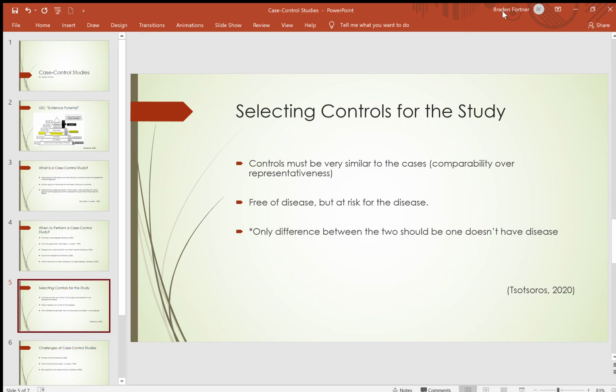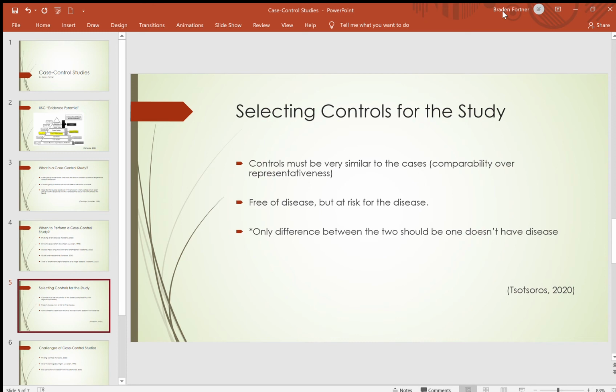Alright, so selecting controls for the study. This is a key aspect to a case control study. There are a few rules that need to be followed to put together a solid control group for the study. First, they must be very similar to the cases. And in parentheses right here, we have comparability over representativeness. In studies such as randomized clinical trials, we are looking for the sample participants to be a representation of the population as a whole, and also for this selection to be at random to eliminate bias.